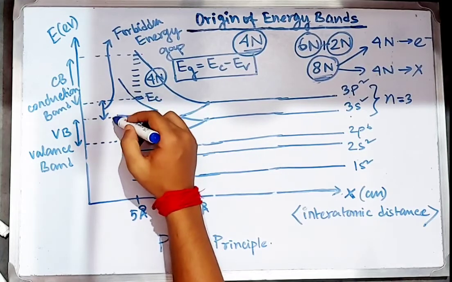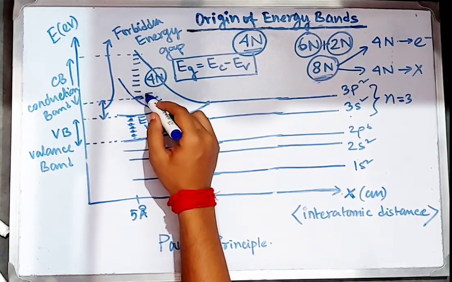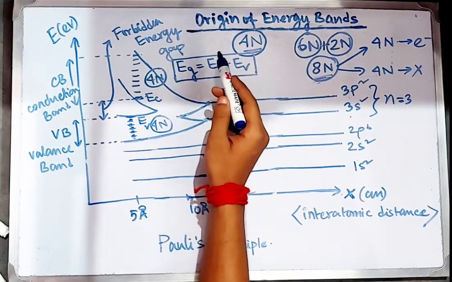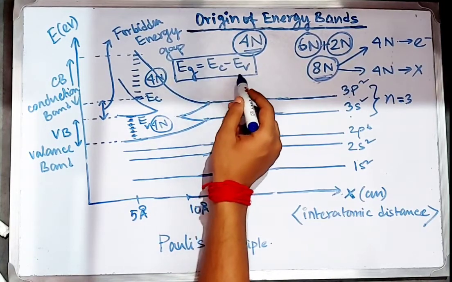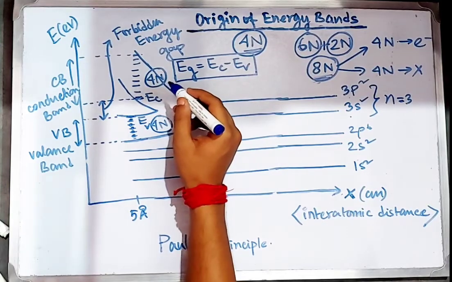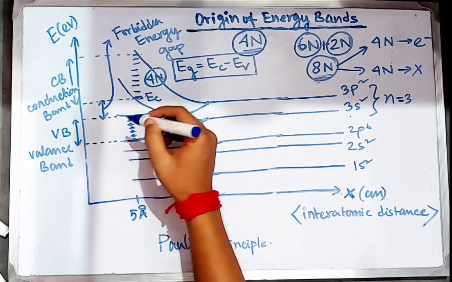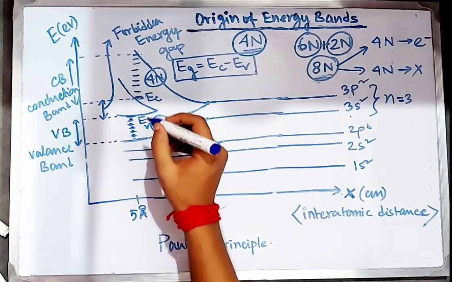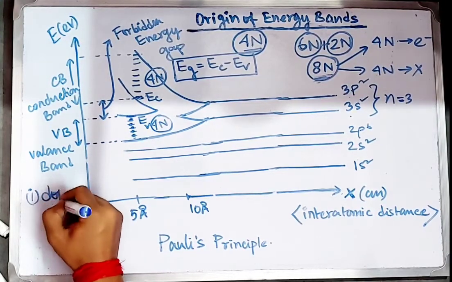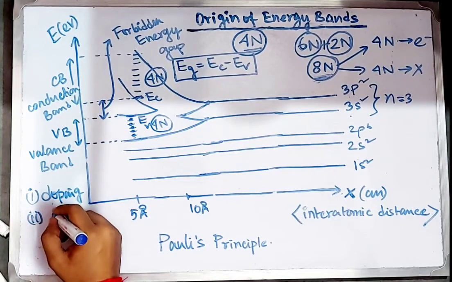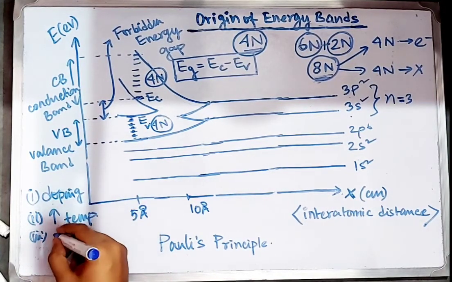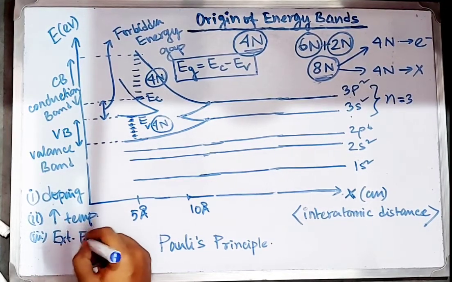And the difference between the lowest state of the conduction band and the highest state of the valence band is known as the forbidden energy gap, defined as Eg equal to Ec minus Ev, and no electron can reside in this forbidden energy gap. And if no external force is applied on the semiconductor, external force meaning doping, increment in temperature, or any external electric field.